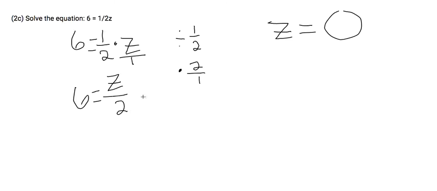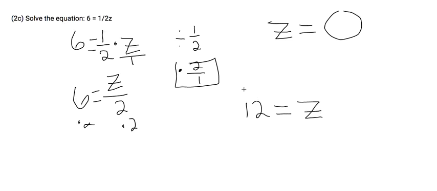Now doing the opposite here to get rid of that 2 is to multiply by 2. So we're multiplying this side here by 2 and multiplying this side here by 2, which makes sense because we found that out from our first equation. So if we're multiplying 6 times 2, we're getting 12. Z over 2 times 2 is just going to cancel those 2's out, and we get z. So our answer or solution is z equals 12.